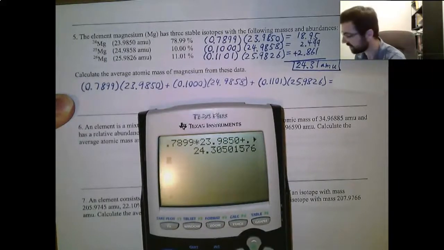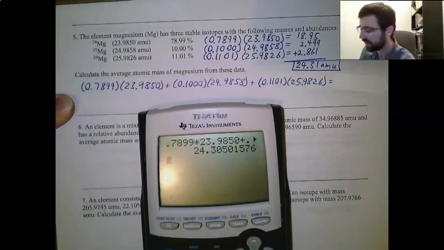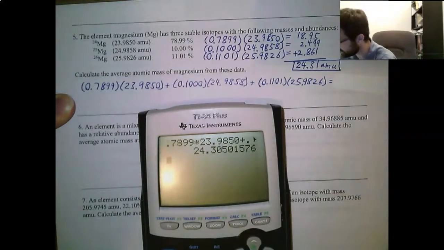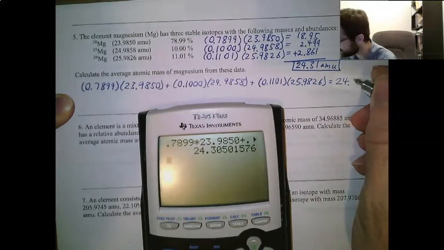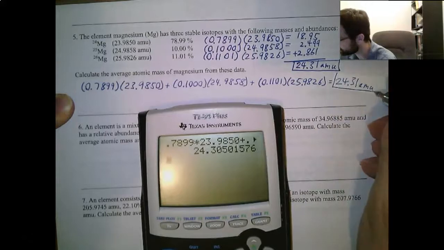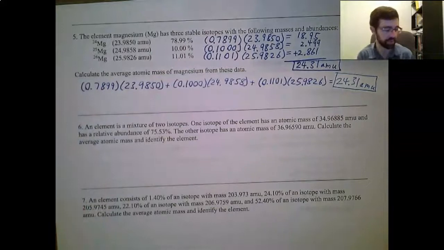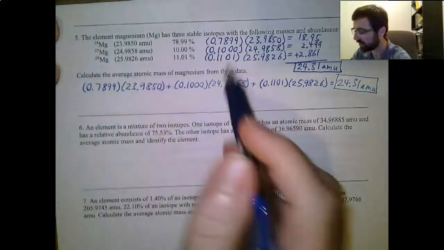And when you do that, this is the answer you get, 24.305, and so on. It's not always going to be exactly the same answer, but it should be fairly close. So in this case, it turns out even after rounding correctly, you're still going to get the same answer, 24.31 AMU. That's two different ways to show your work and to solve for average atomic mass when you are given the isotopic data. That's the mass of each isotope and their abundance.